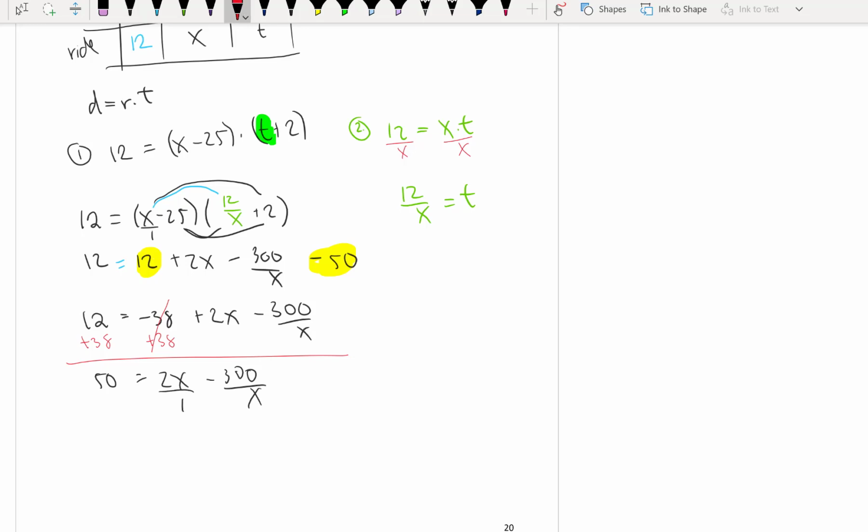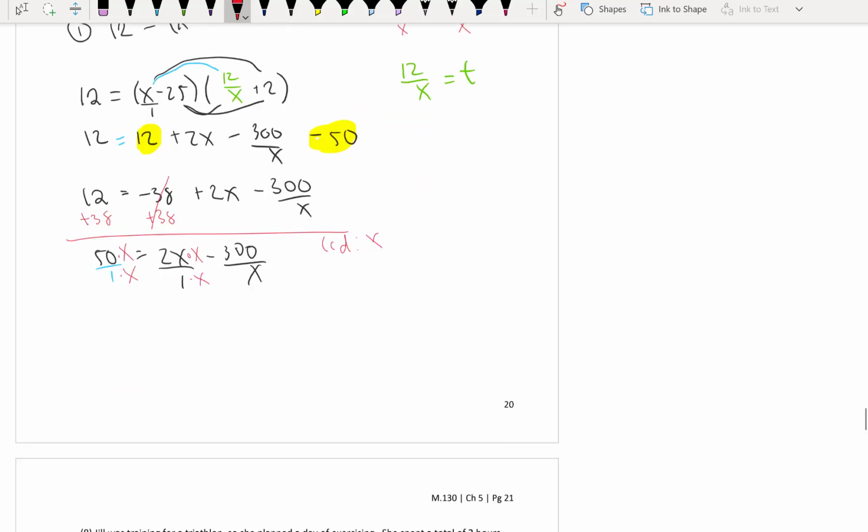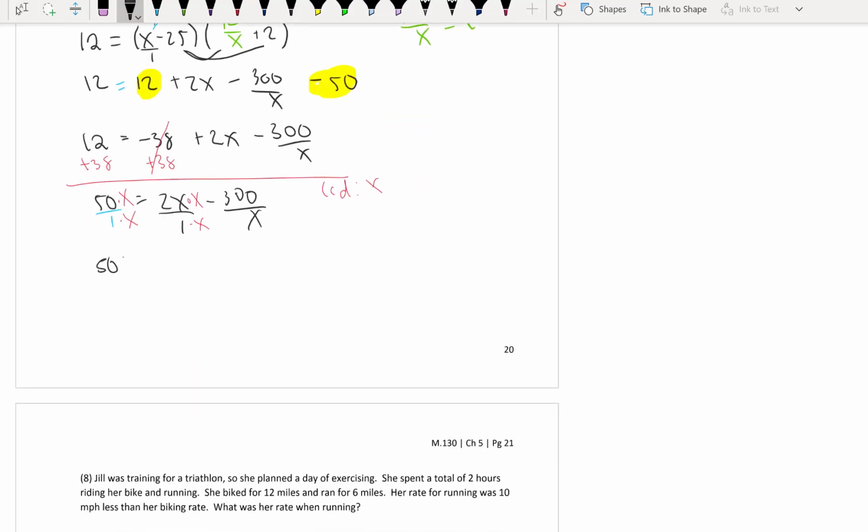And now what I can do is go ahead and get my LCD from these two fractions. It looks like it's going to be an x, and I can even put a 1 over here. So I'm going to multiply so I can get my LCD of x. This is times x, and this is times x. So now what I really have is 50x over x is equal to 2x squared over x minus 300x. Now that all of my denominators are the same, I can drop it. So I really have 50x is equal to 2x squared minus 300.